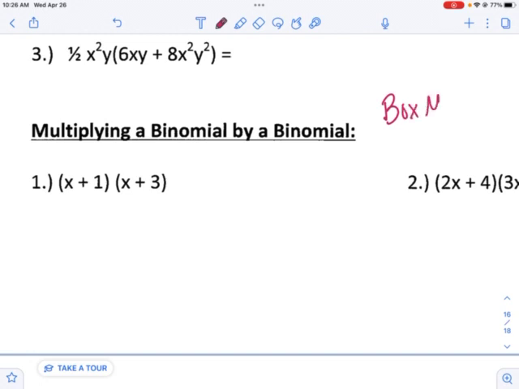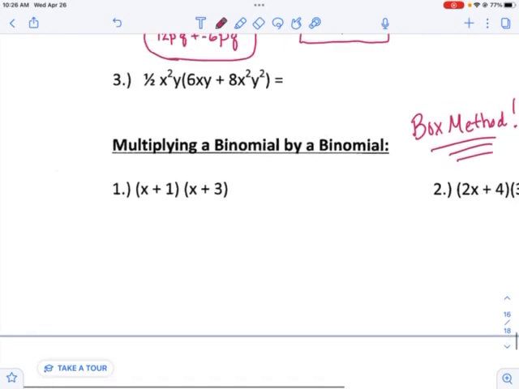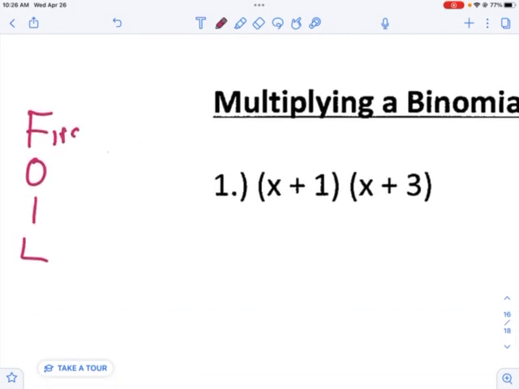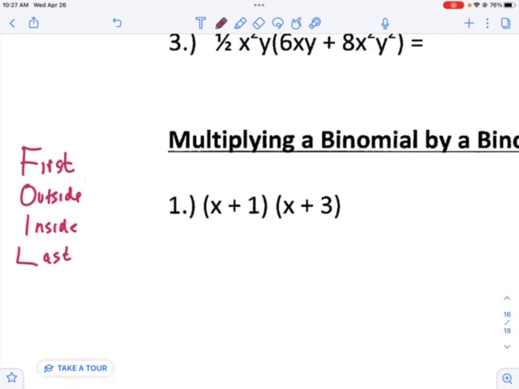I want you to write box method. I like the box method because it does not tap out as FOIL would. I do also want you to write FOIL over on the side. When you work with IXL or even somebody older, and they might say, oh, just FOIL these. Well, FOIL really means first, outside, inside, and last. In the order you multiply the terms.